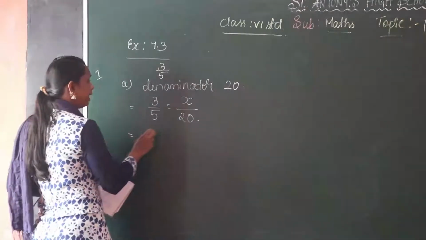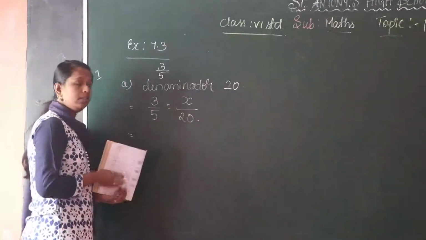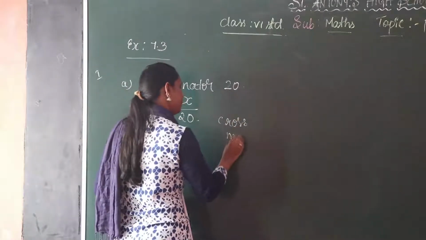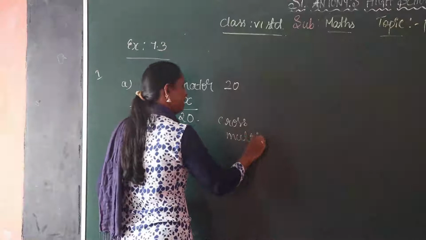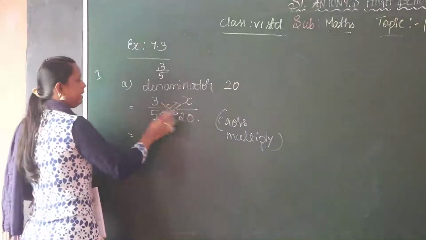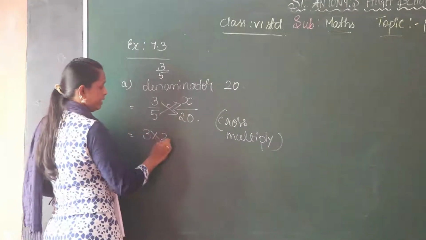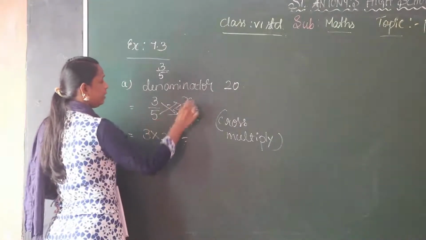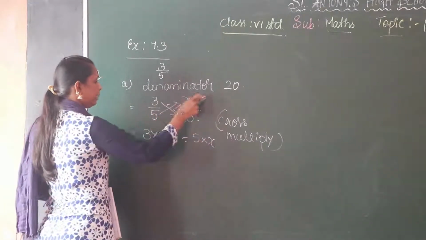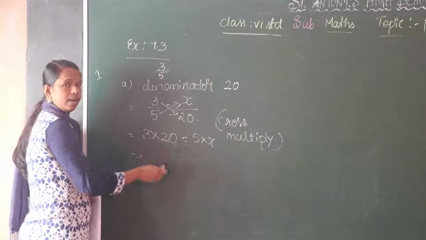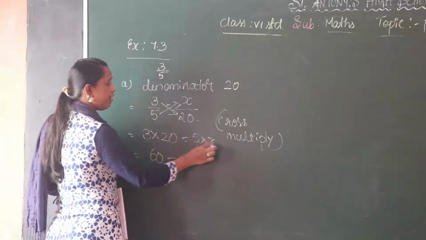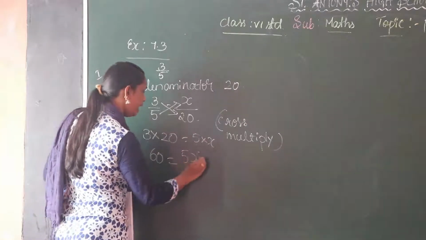Next step is cross multiply. 3 into 20 is equal to 5 into x. 3 into 20, 5 into x. 3 twenties are 60, equals 5 into x, 5x.